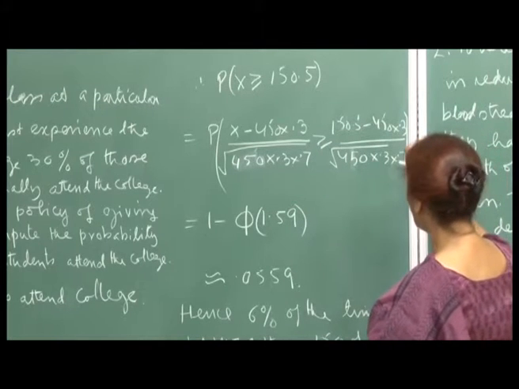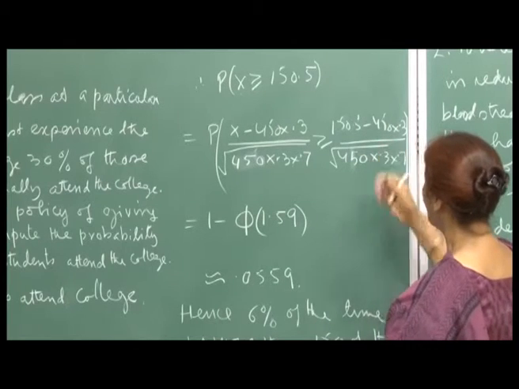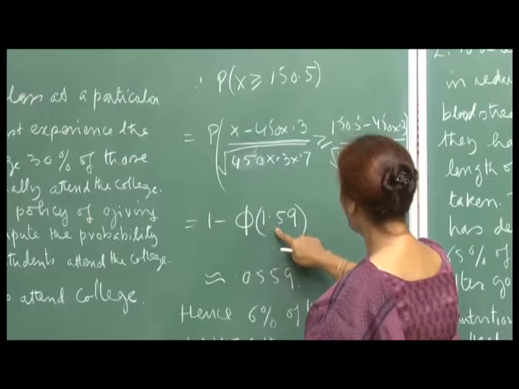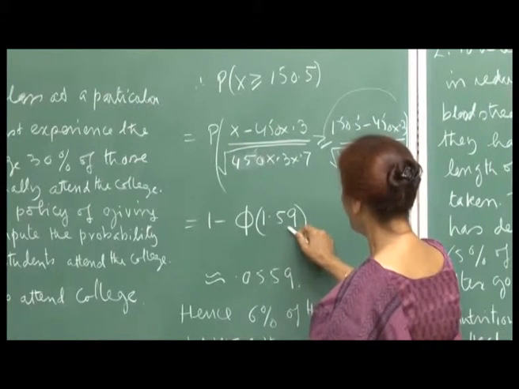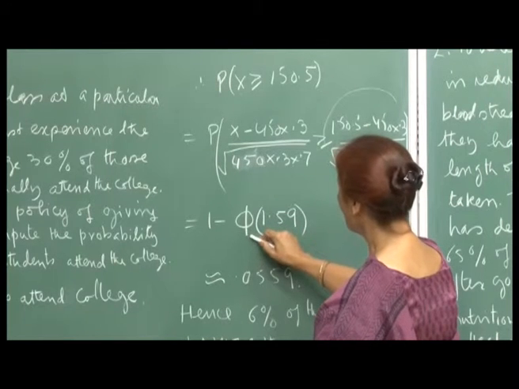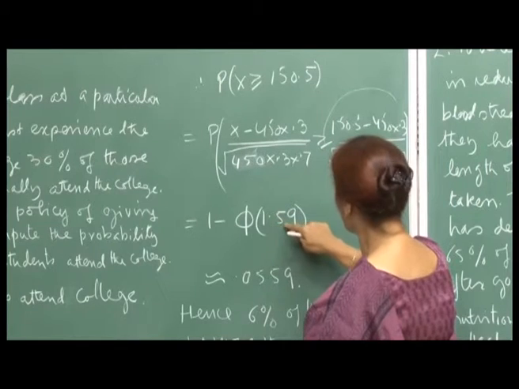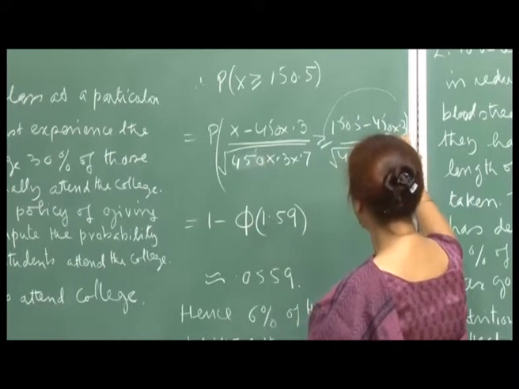So, you get this, and then of course, the advantage of taking a solved example is that you have the calculations done for you. So, here this is actually the phi of 1.59. So, this number reduces to 1.59. So, therefore, this is your standard normal probability from minus infinity to 1.59. So, we are writing this as 1 minus phi of 1.59.